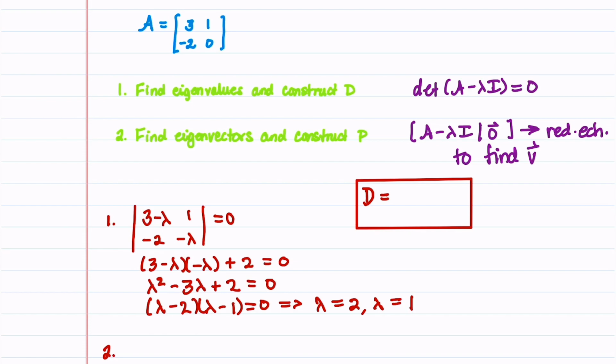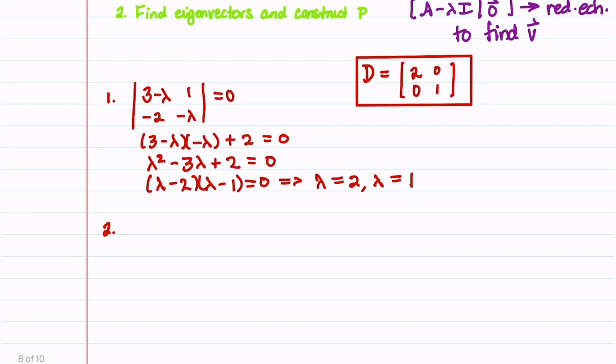I always tell students, once you find the eigenvalues, go ahead and construct D, so you don't have to go back and rethink about it when you get to the end of the problem. So our D is going to look like this, 2, 0, 0, 1. Students always ask, does it matter which one goes in which column? And the answer is no. You can put the eigenvalues in any column that you want. However, it's super important when we find P that the eigenvalues and the corresponding eigenvectors have to be in the same column.